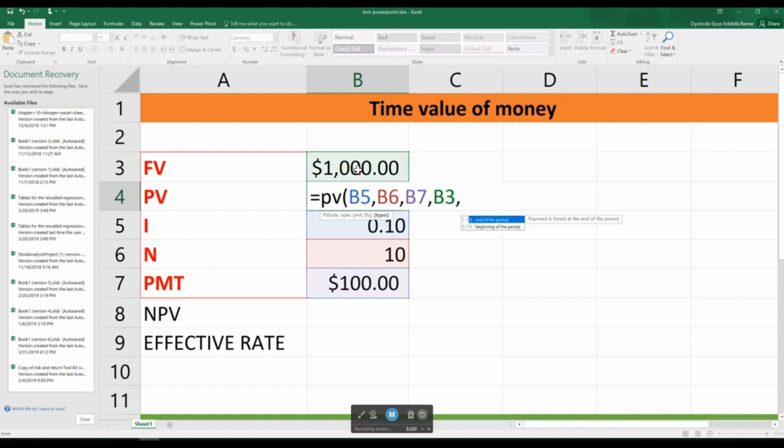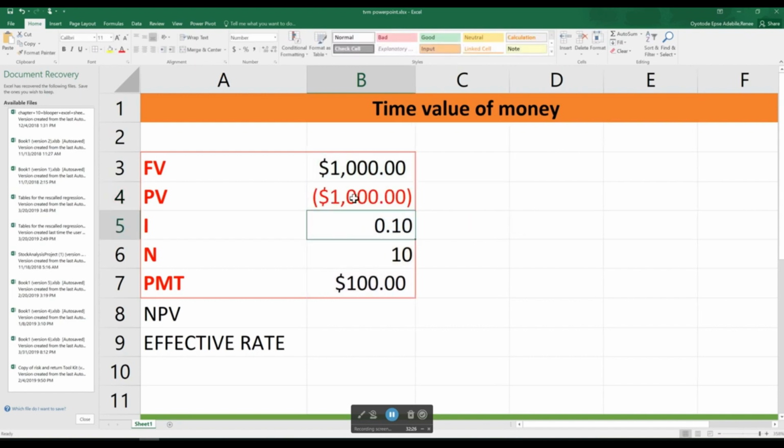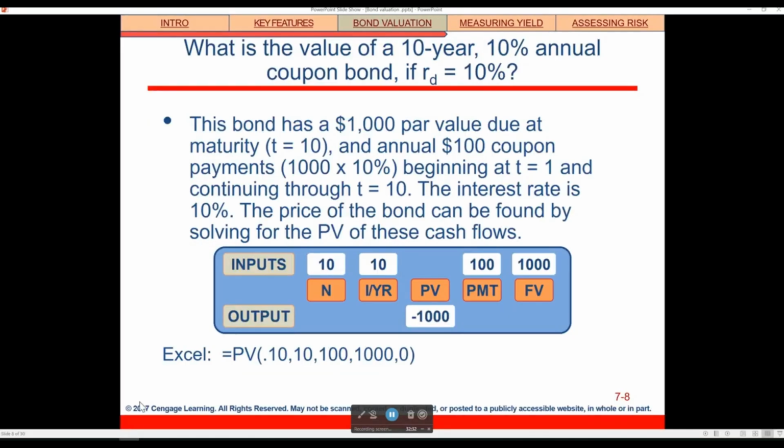It's going to ask you for a type. We're going to assume that the type is 0, end of period. You only assume that it's beginning of period if the contract says that it's beginning of period. If there's no mention of beginning of period, always assume that it's end of period. So we're going to put 0, close the parentheses, press enter, and it's going to give you the present value, which is 1,000. And this is the same thing that we found here.